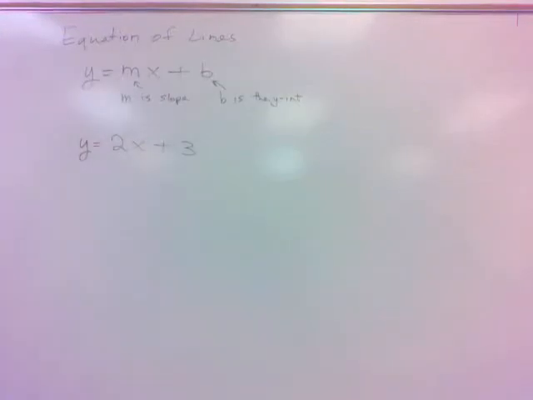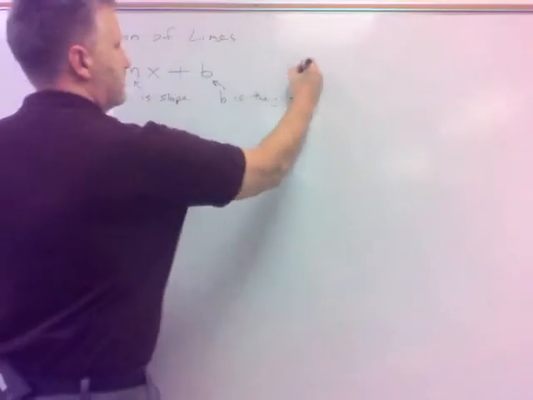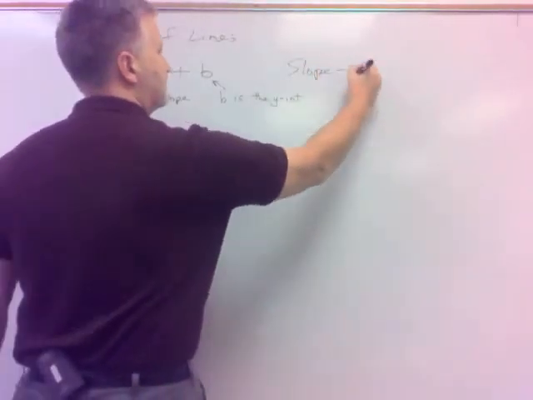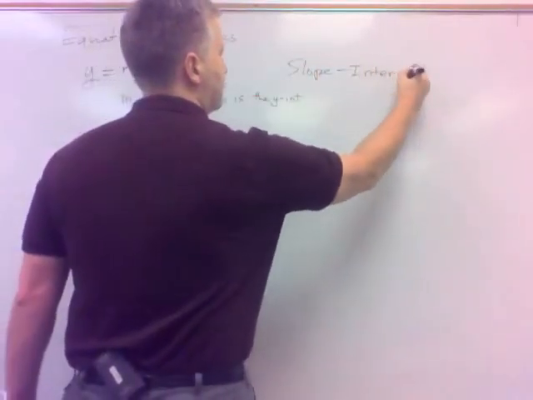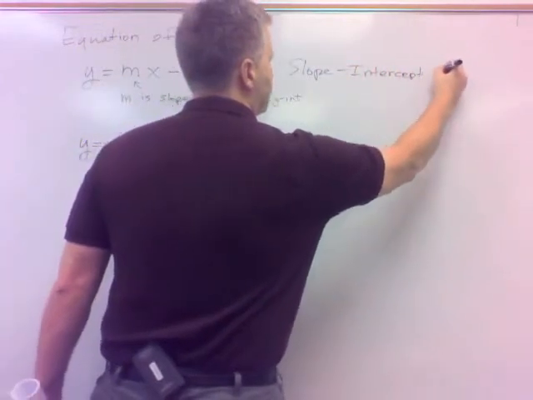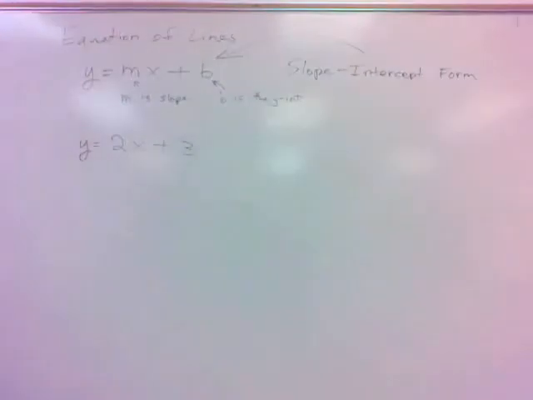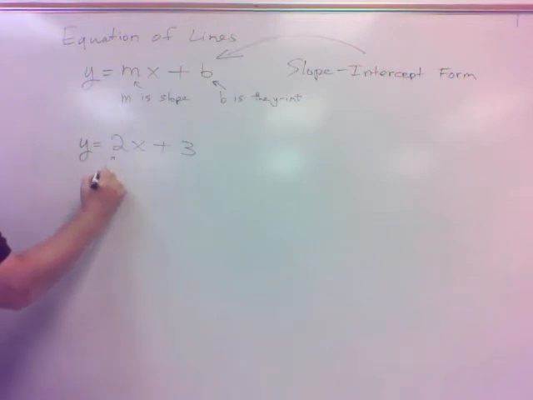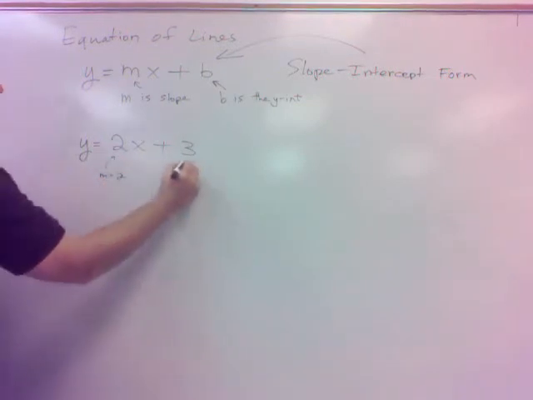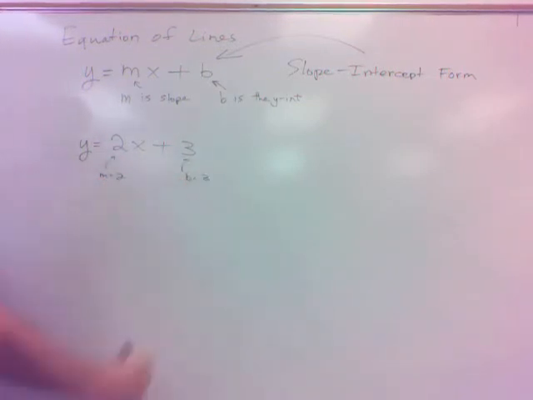So for that reason, this form of the line is called the slope-intercept form of a line. Y equals mx plus b is the slope-intercept form of a line. So the line I've got right here, kind of how I did the graph, I've got m is 2, and I've got b is 3, don't I? Okay.